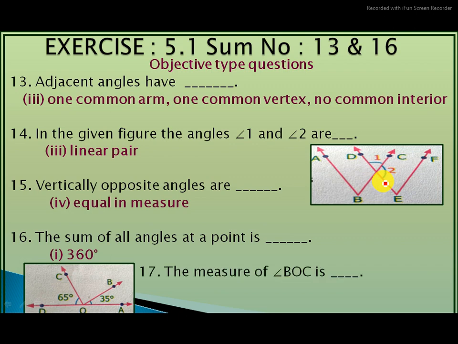The measure of angle BOC is, so here you have angle DOC is 65. Angle AOB is 35. You have to find COB. So COB is 180 minus the sum of these two angles, where you get it as 80 degrees.